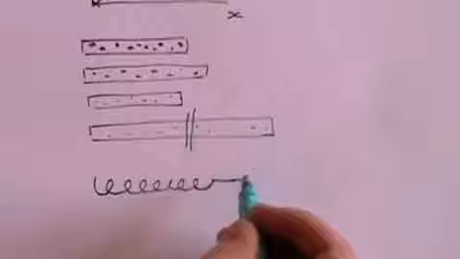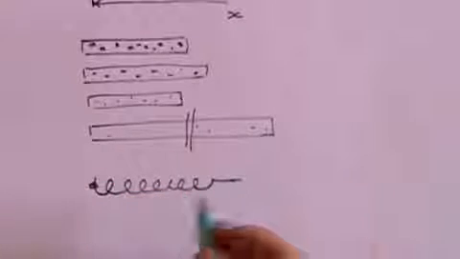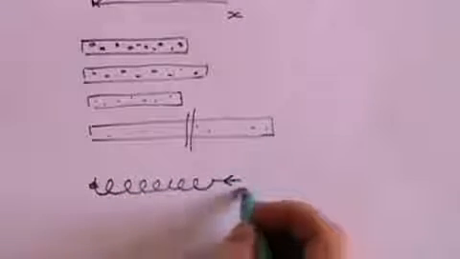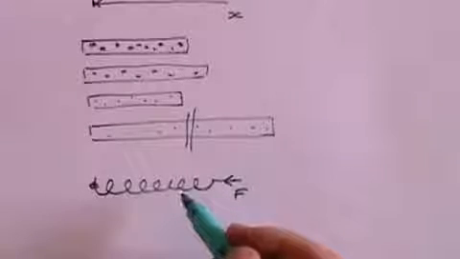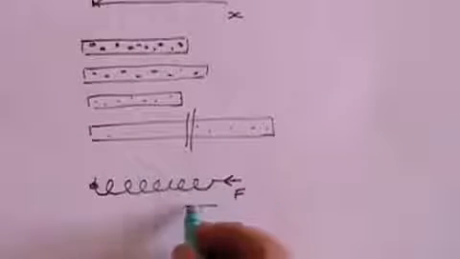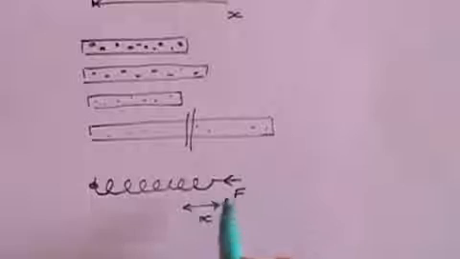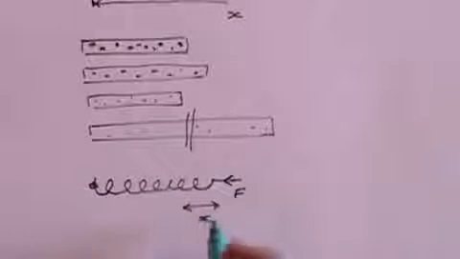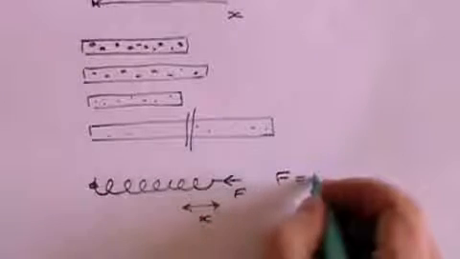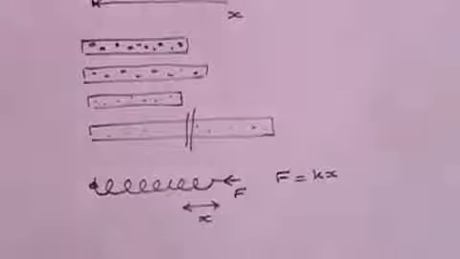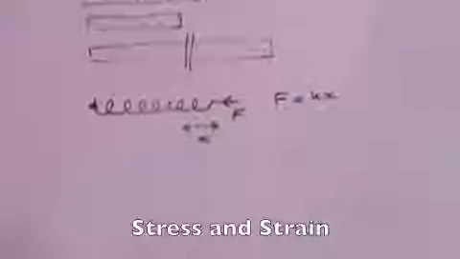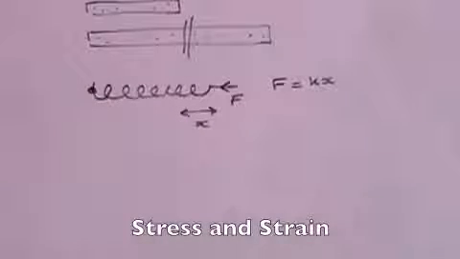If you have the capability of fixing the spring at this end, you might put a force on pushing it inwards, and there will then be a reduction in the length of the spring by a distance x. And once again, the Hooke's law formula F equals kx applies. We're now going to look at stress and strain.